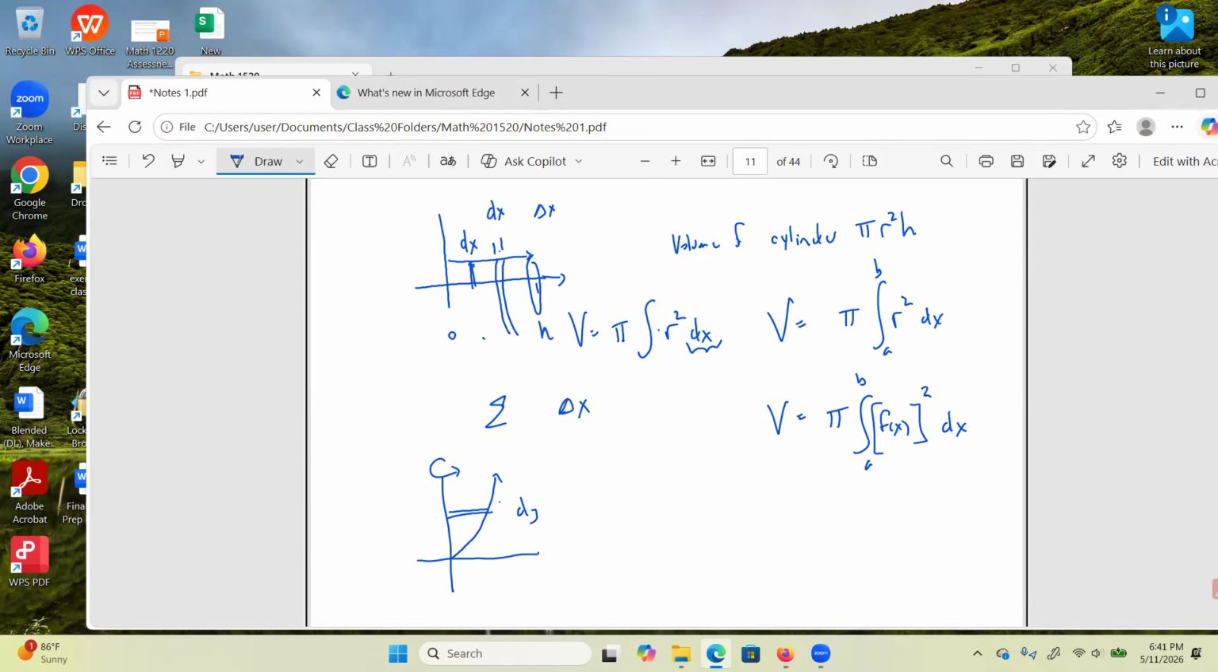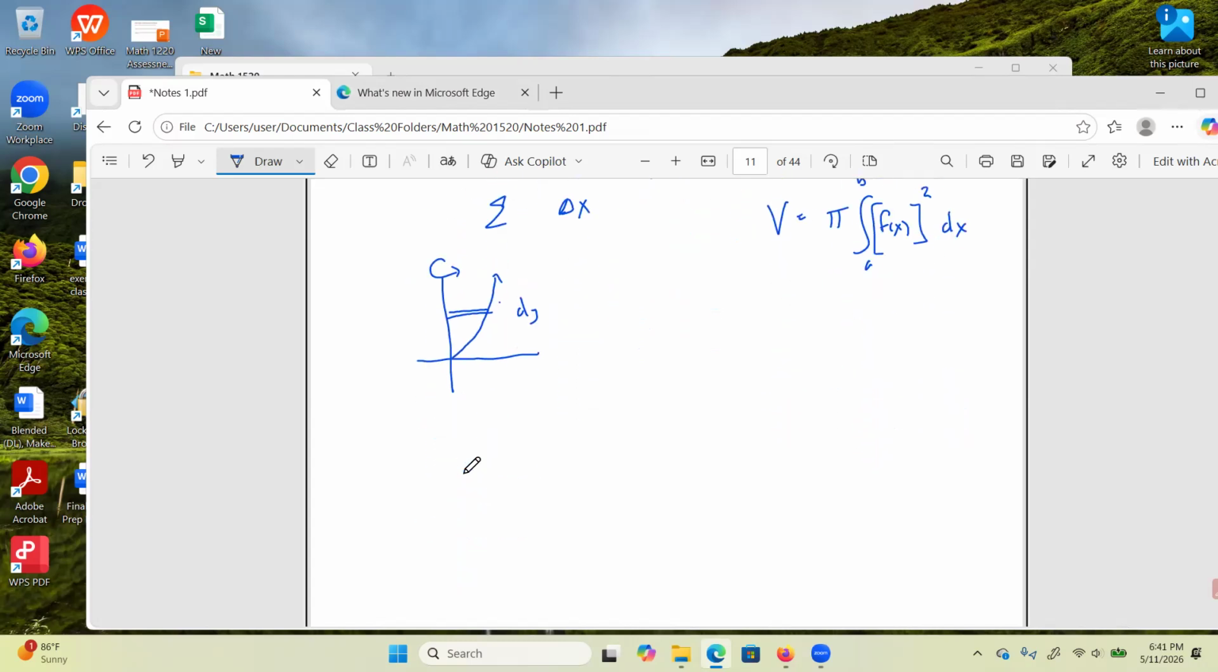A lot of times we ask you to draw the picture and see what's going on so that you can tell what exactly you are trying to integrate, what exactly you are trying to figure out. But I think the best thing to do at this point is to do a couple of example problems and see where we are with that.